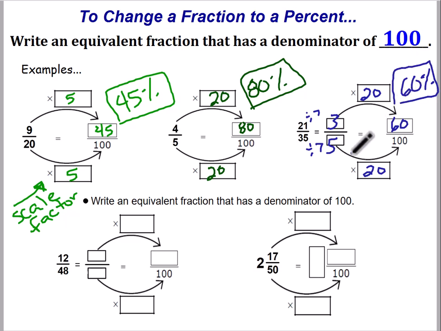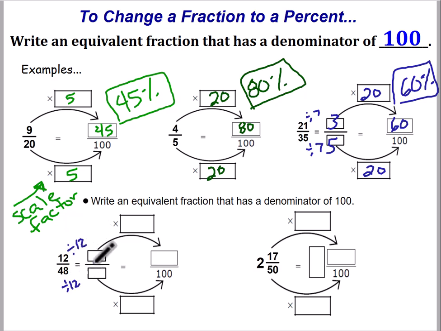Okay, next one, 12/48. Again, you cannot change 48 to 100, so look at your fraction and see if you can simplify it. A lot of times what I like to do, if you have a smaller number, whether it's the numerator or the denominator, is just ask yourself, okay, is this 12 a factor of 48? And it is. So we can divide both numerator and denominator by 12.